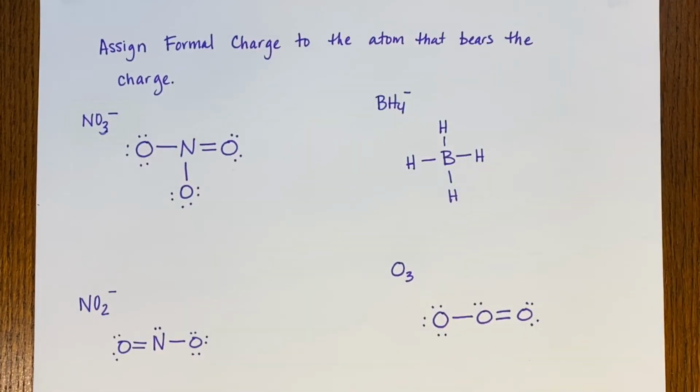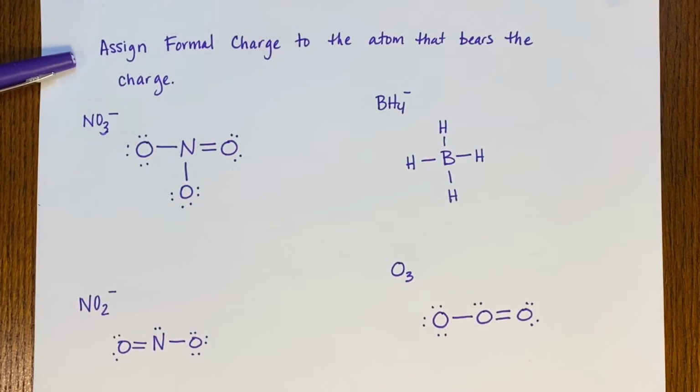Up to this point, when we've drawn Lewis structures for ions, we've placed the structure of that ion in brackets with the charge outside. I want to make sure you know that there's another way that we could indicate the presence of formal charge or ionic charge in a structure, and it is by assigning the formal charge directly to the atom that bears the charge.